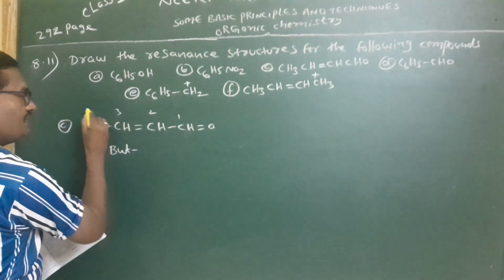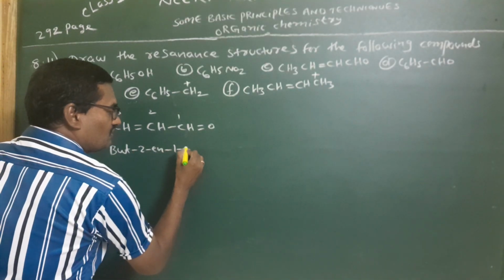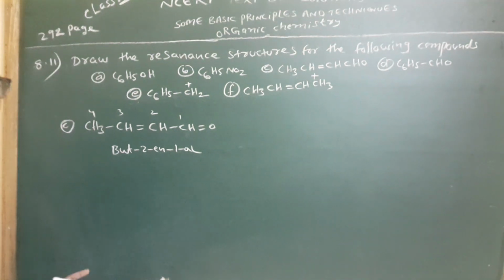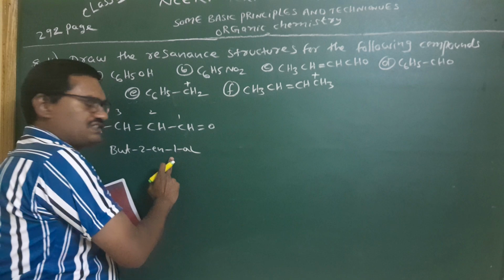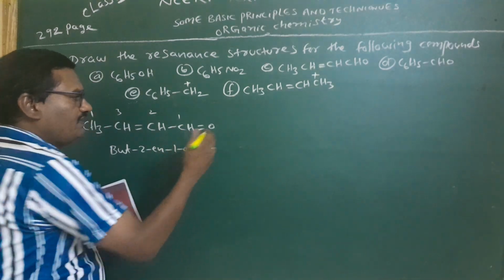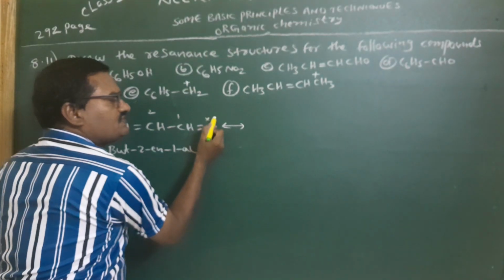1, 2, 3, 4, but-2-en-1-al. 2 in, 1 out. So 2 in, 1 out. The aldehyde present is always in the first position, so the number need not be given. So here oxygen contains 4 electrons.